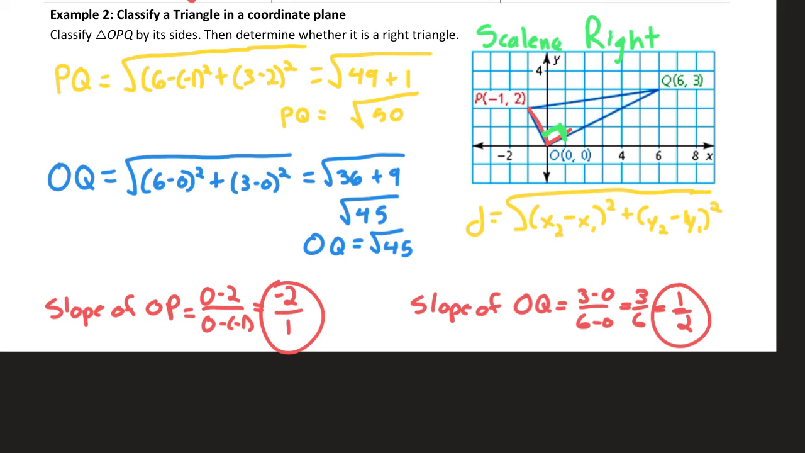So it's about remembering that distance formula and slope. So that's a lot in one problem to do. But it's mostly about us knowing how to look at it and classify those triangles by their sides and by their angles.